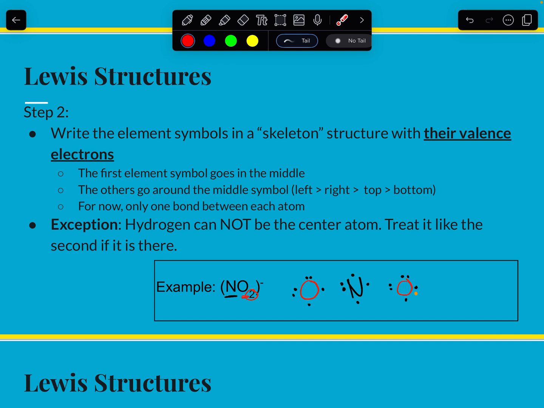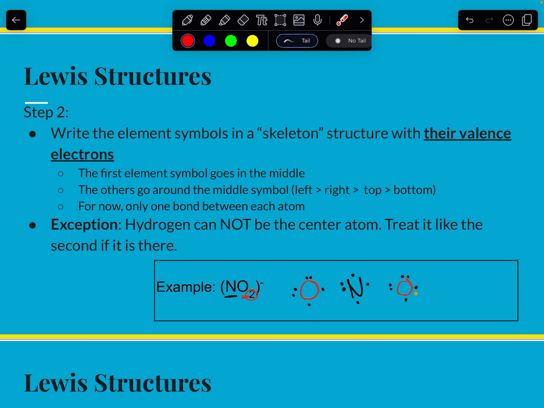Also note in our pattern here with our exception that hydrogen cannot be the center atom. It's too small. It doesn't bond enough times to be in the middle. So if you had a formula like H2O and you were drawing it, you wouldn't put H in the middle. You would put the oxygen.